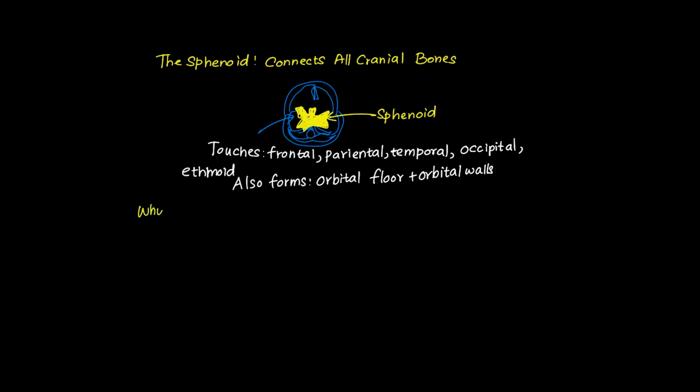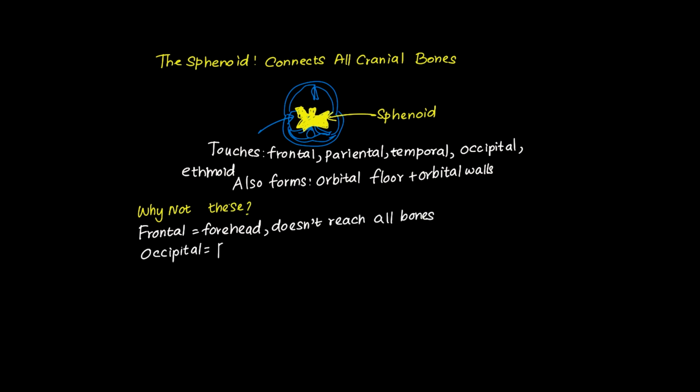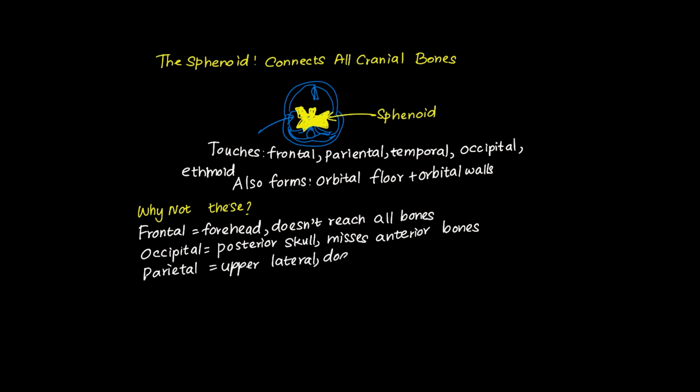The frontal bone makes the forehead and articulates with the parietals at the coronal suture, but it doesn't reach every other cranial bone. The occipital bone forms the back of the skull and the posterior base, but it misses contact with several anterior bones. The parietal bones cover the upper sides of the skull and meet the frontal, temporal, occipital, and sphenoid, but they don't reach the ethmoid or form orbital structures.